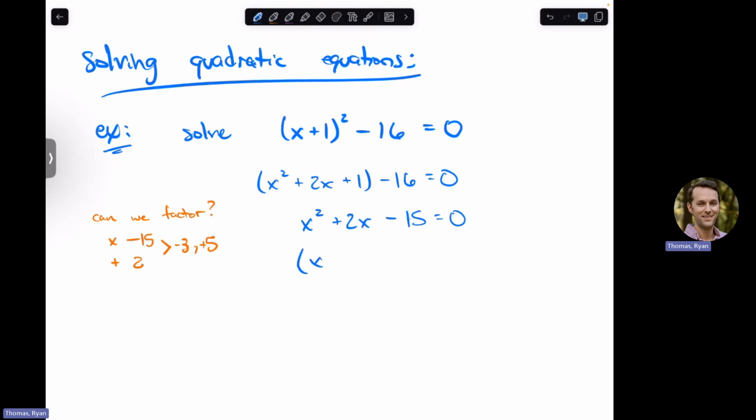Okay, so I think this factors as x plus 5 times x minus 3. Check, though. x squared plus 5x minus 3x. 5 minus 3, so plus 2x. And then minus 15 for the constant term, the last part. Okay, so that is how that factors.